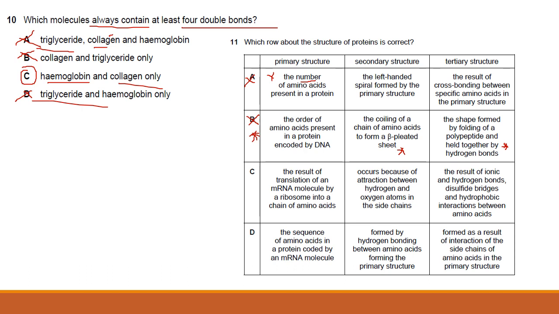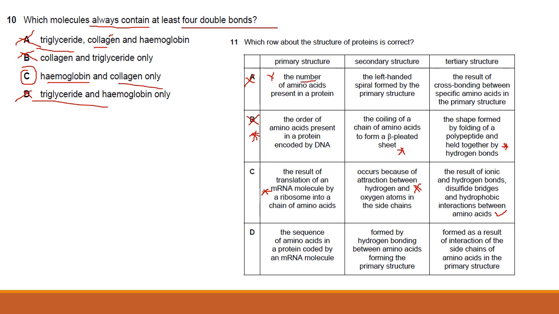Let's look at C, the primary structure, the result of translation of an mRNA molecule by a ribosome into a chain of amino acids. You know what? That's a possibility. All right, so we can put a star there. Secondary structure occurs because of attraction between hydrogen and oxygen atoms in the side chains. That's not true. That's actually not true at all. The tertiary structure, the result of ionic and hydrogen bonds, disulfide bridges, and hydrophobic interactions between amino acids. This is correct.